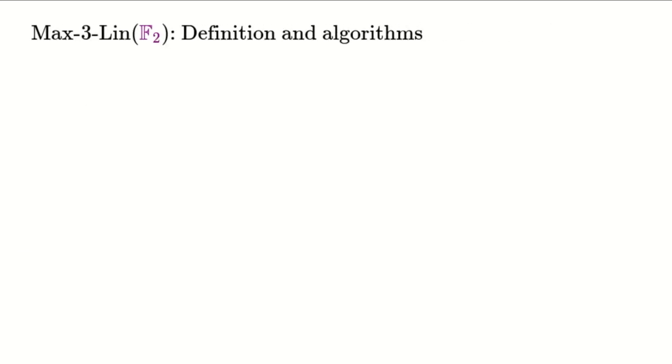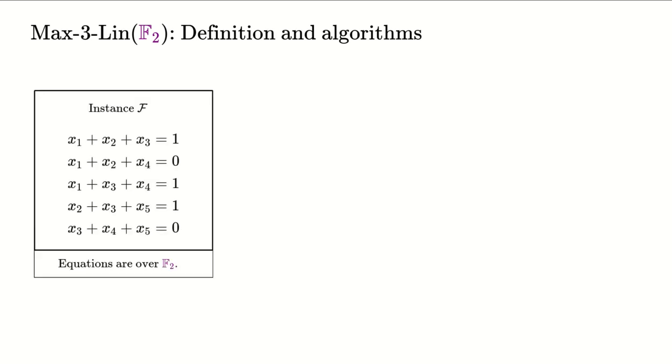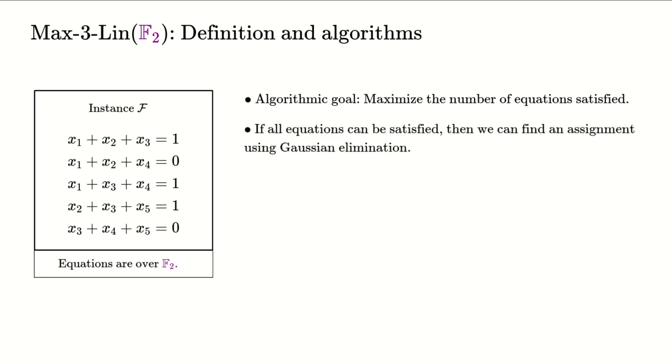Let us begin. In the Max-3-Lin problem over F2, we are given a system of equations in which the terms are 0, 1 valued and addition is taken mod 2. The algorithmic goal is to maximize the number of satisfied equations. If all equations can be satisfied, then you can find an assignment using Gaussian elimination.